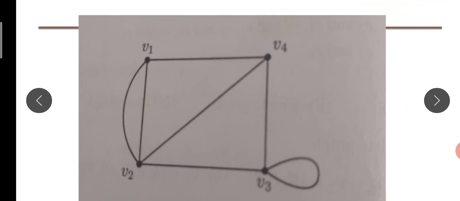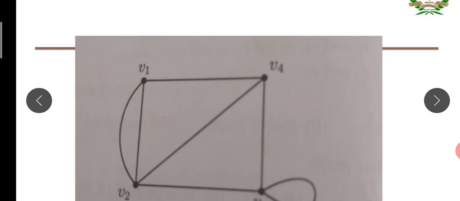Take the graph and calculate the vertex degree. What is the degree of V1? The degree means how many edges are associated with V1. How many edges? 1, 2, 3. The degree of V1 is 3. Am I right? Yeah, the degree of V1 is 3.